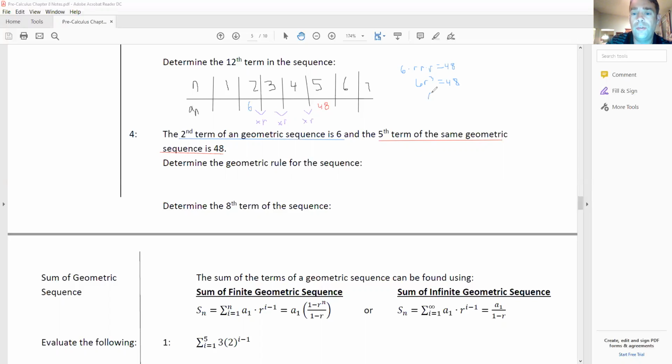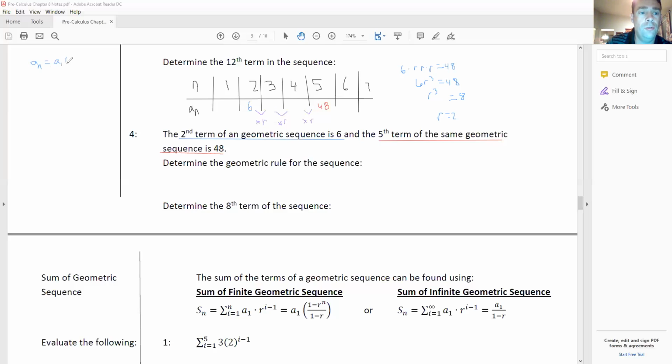So if I divide both sides by 6, I get r cubed equals 8, which means when I take the cube root, r is 2. That's one way to do it. You could do this also using our little formula here to figure out 2 values and go from there. So that could have also been done that way as well. And here's how it would have worked here.